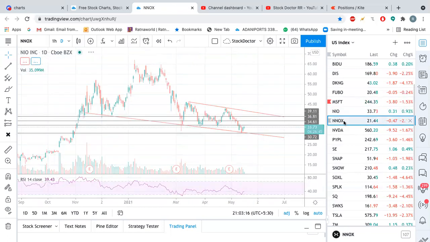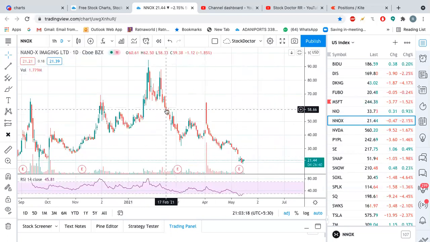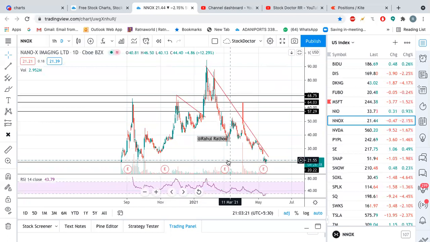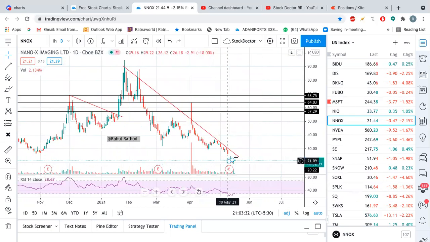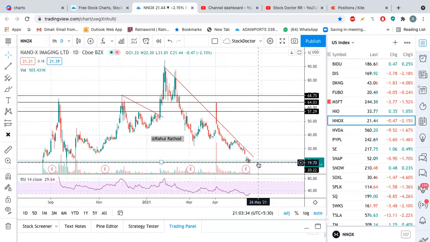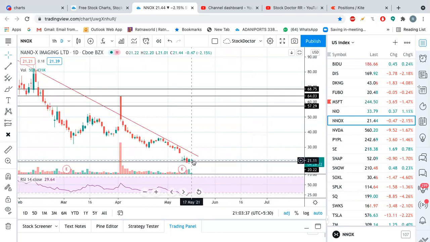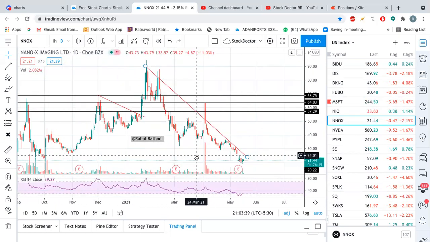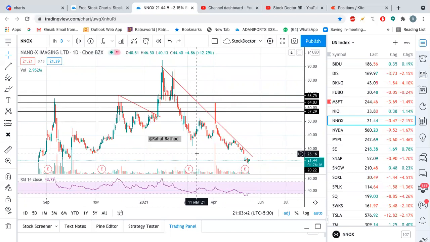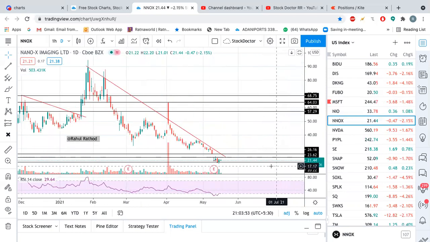The next stock is Nnox. Nnox is at its IPO price, which is around $21, and this is Nnox's long-term support, you can say. I think it should give a technical bounce from here. The first target should be around 23.5, and then 26 levels should be its target.